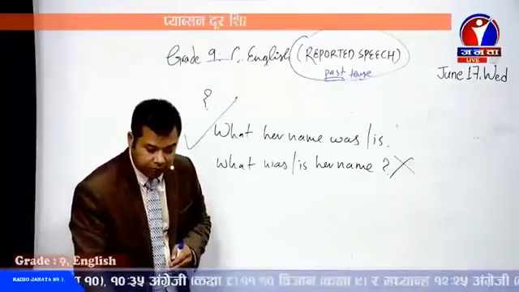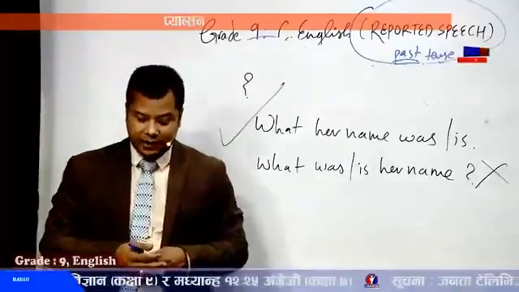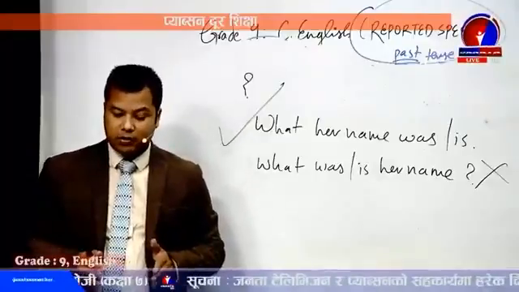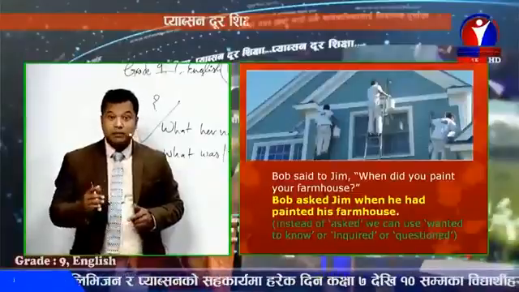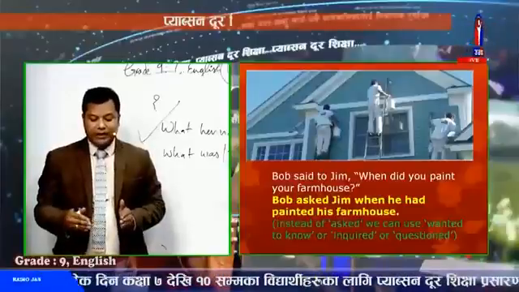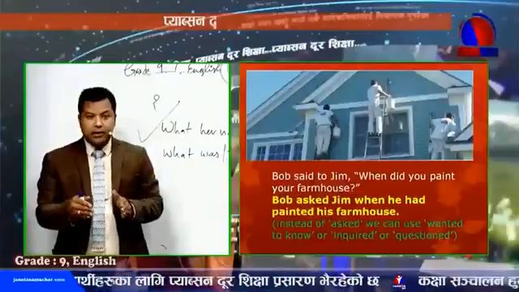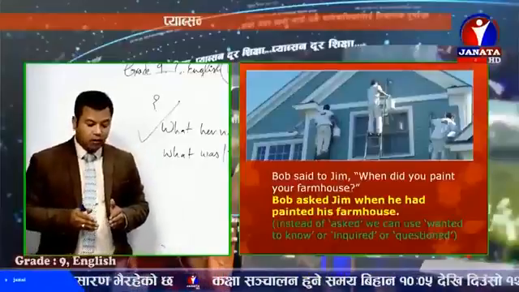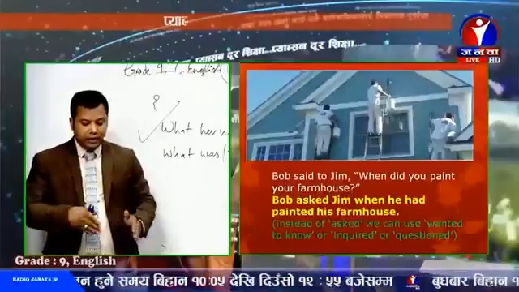Follow the rules, always. The last example, and then we will move into a lot of other exercises. Bob said to Jim, "When did you paint your farmhouse?" Look at the question again. Bob is the speaker, said to is the reporting verb, Jim is the listener, and he asks a question. So we have an interrogative in the speech, and this is a WH question type, and when it is a WH question type, we use the same WH word. The answer is: Bob asked Jim when he had painted.